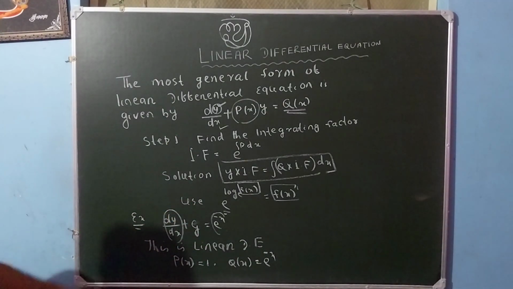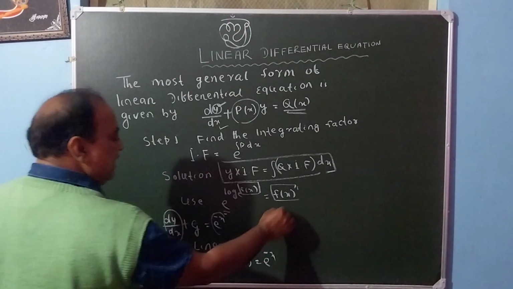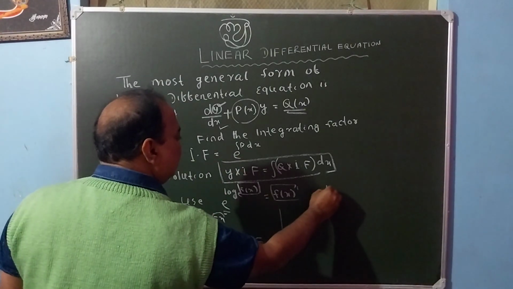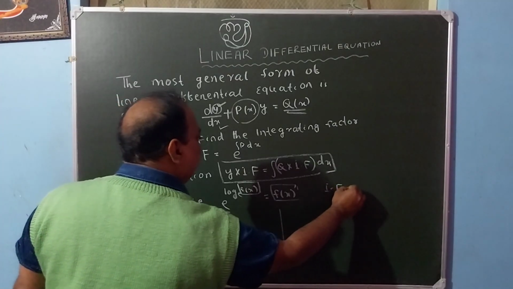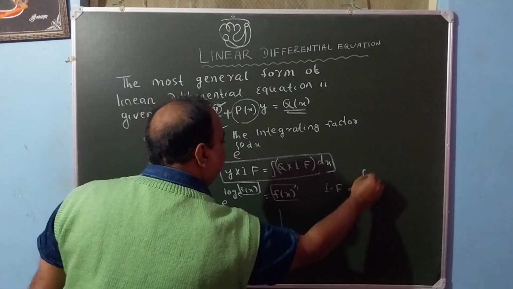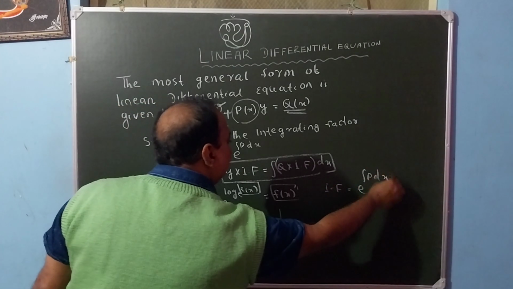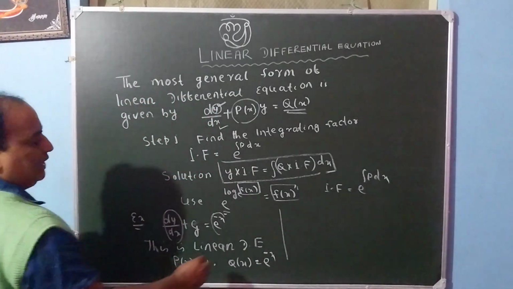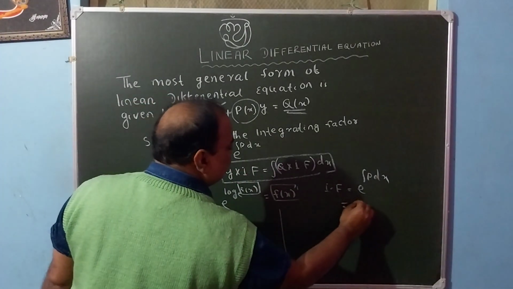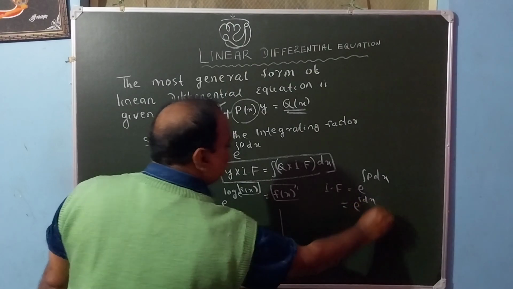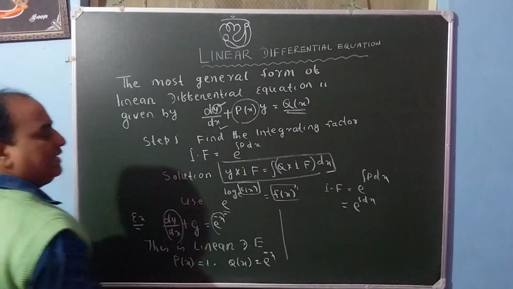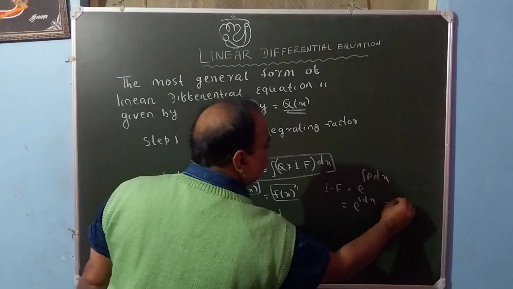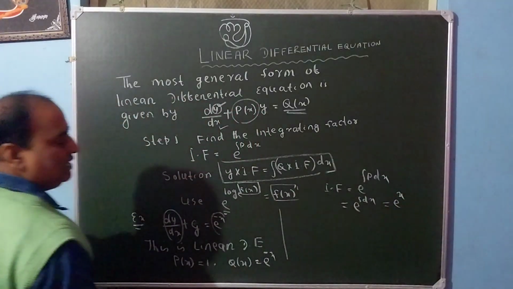So write down. First of all, you have to find the integrating factor. Write down integrating factor, IF, is equal to e to the power integral P dx. P means 1 here. So here it is integral of dx. Integration of dx is x, so the integrating factor is e to the power x.